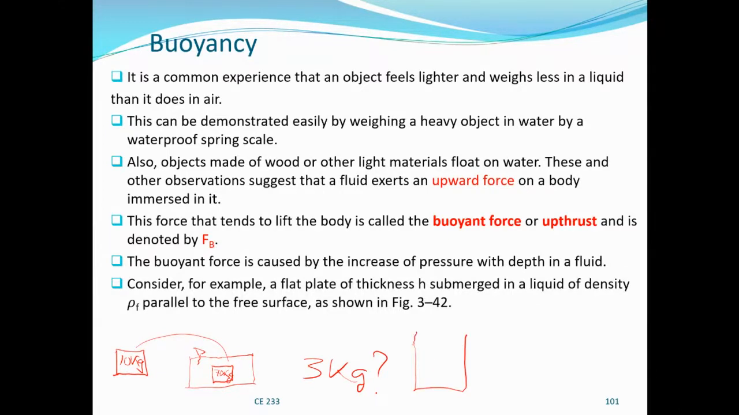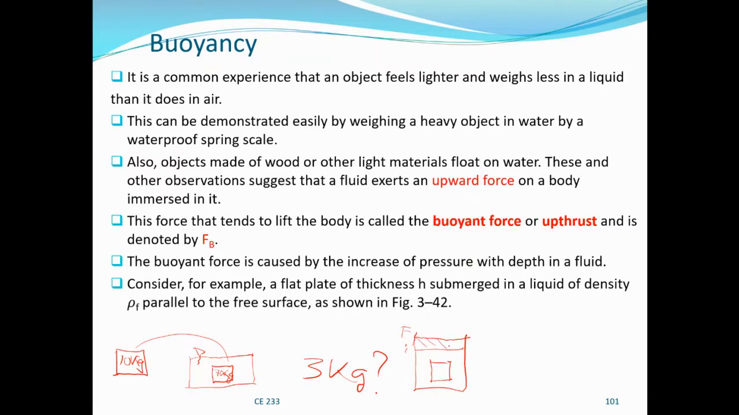if this is the initial level of the liquid, when you immerse it inside, the level will rise definitely because the object will displace the liquid. Okay, it would displace its own volume in the liquid in which it is immersed. So the volume might increase to this point. This is the initial level, this is the final water level.